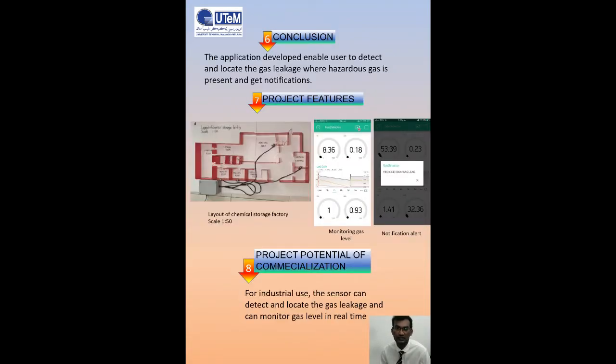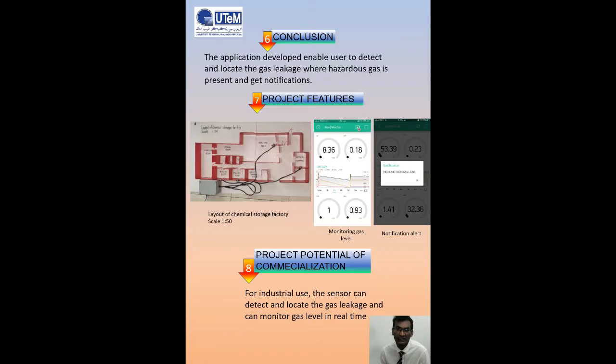As the conclusion, the gas leakage detection system using IoT is developed. The prototype enables users to detect and locate gas leakage where the hazardous gas is present and also is able to send notification to the user.